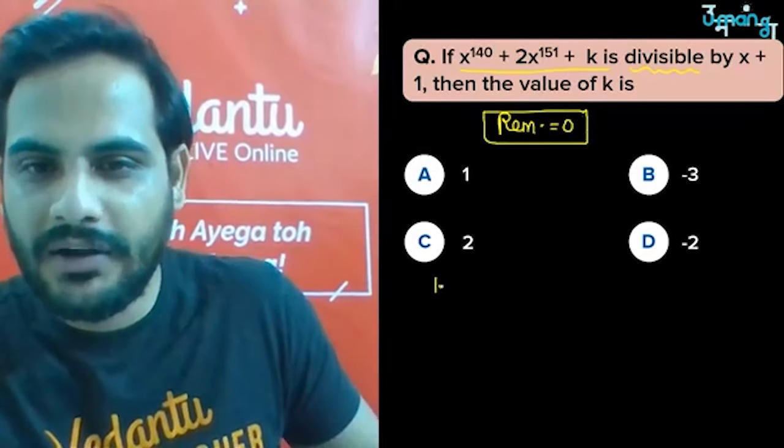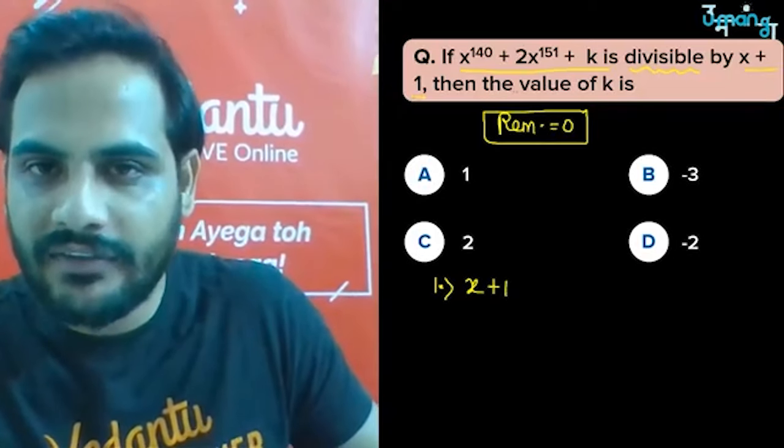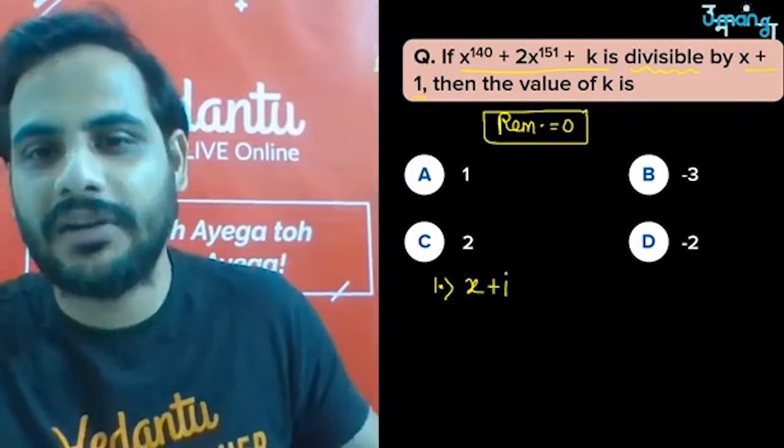How do you find out remainder? Step 1, divisor should be equal to 0, and as you can see the divisor is a linear polynomial, that is why I am using the remainder theorem.